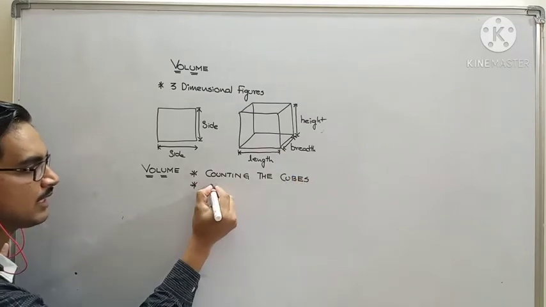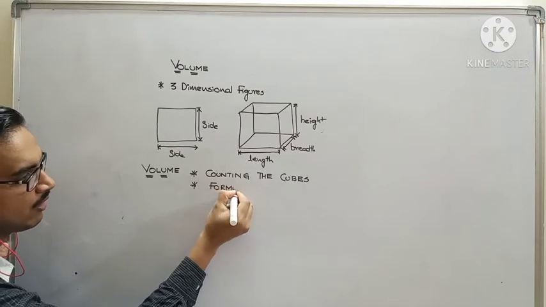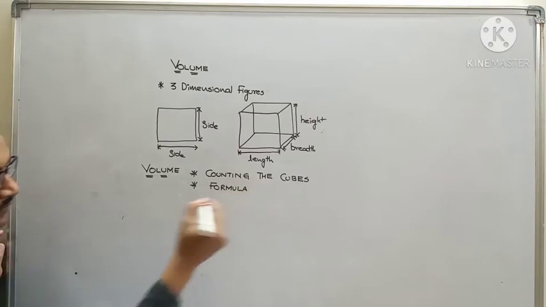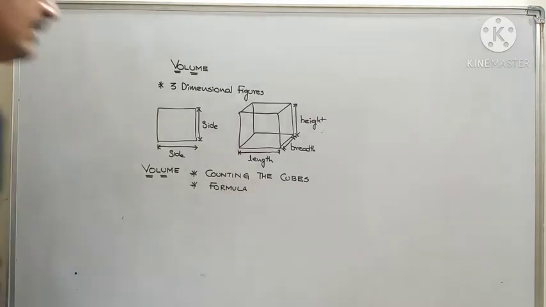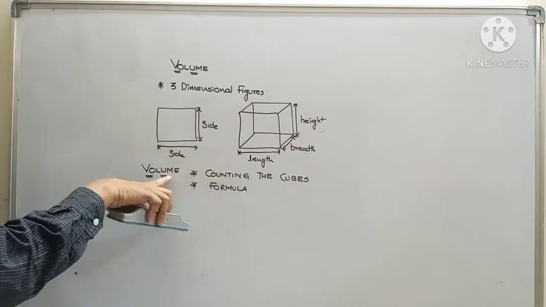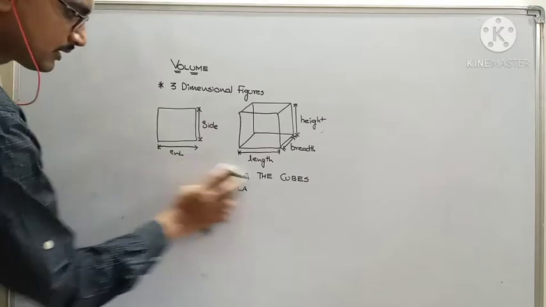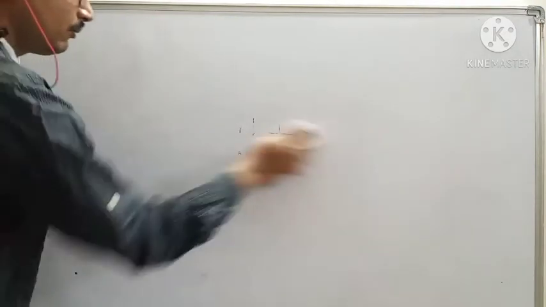Counting the cubes, and the other one is regularly by using the formula of finding the volume of a cuboid and cube. Now, the next exercise 15.2 is pointing to the first method of finding the volume of a three-dimensional figure, that is by counting the cubes. Let us see how it will go.